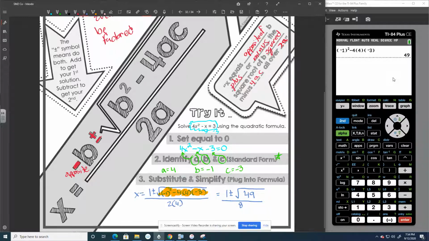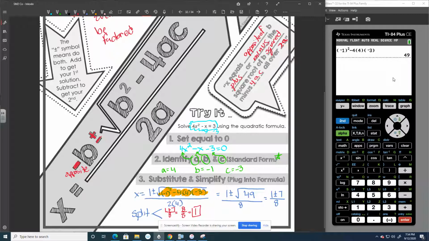Now, the nice thing is, I know what the square root of 49 is equal to. This just becomes 1 plus or minus 7 divided by 8. Now, here is where I need to split, okay? Here's where I need to split into 2 different equations. And we're going to actually write these in a different color. One equation is going to use the plus sign. So I'm going to get 1 plus 7 divided by 8, which equals 8 divided by 8, which is just equal to 1. That's one of my solutions.